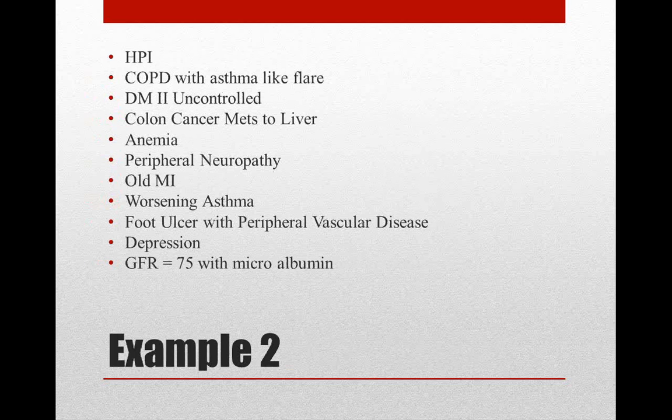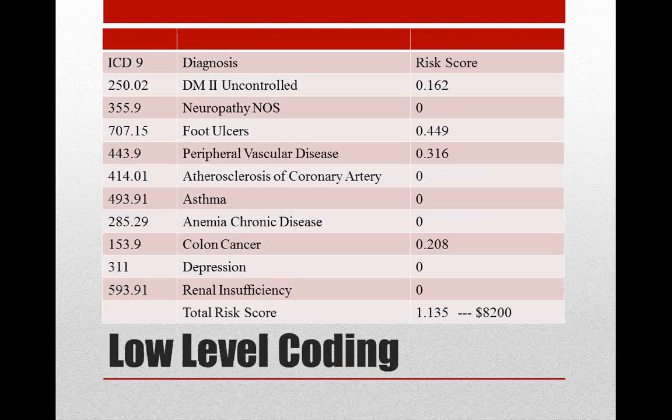Again, this one will ignore the demographics, but look at just the problem list: COPD with asthma-like flare, diabetes uncontrolled, colon cancer, mets to the liver, anemia, peripheral neuropathy, old MI, worsening asthma, foot ulcer with peripheral vascular disease, depression, and a GFR of 75 with microalbumin. Well, if we do the low-level coding, diabetes uncontrolled, we only get 0.162.